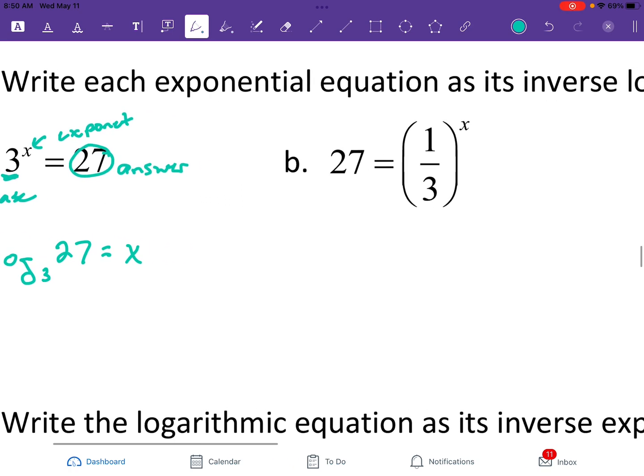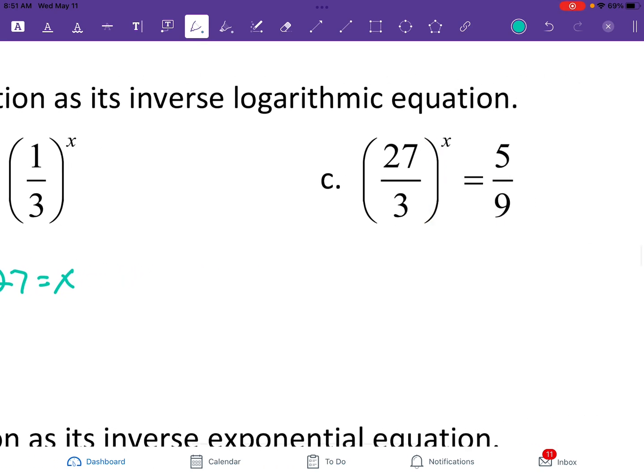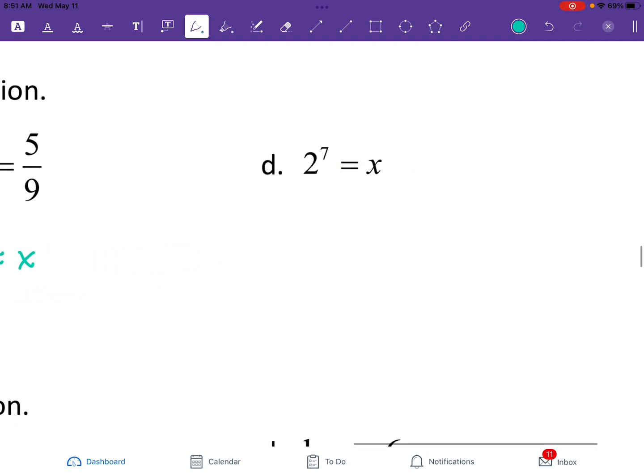All right. Now, which side it's on is irrelevant. The base of the next one is 1/3 because it's the base of the exponent. 27 is the answer, and the x as the exponent goes out at the end. Here, the base is 27 over 3. The answer is 5 over 9. And the exponent is x. And lastly, the base is 2. The answer is x. The exponent is 7.